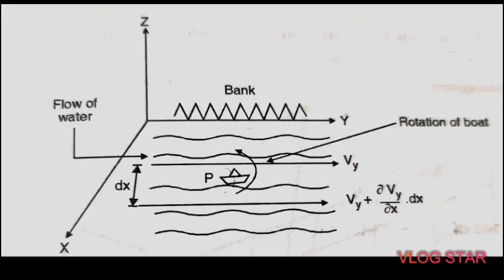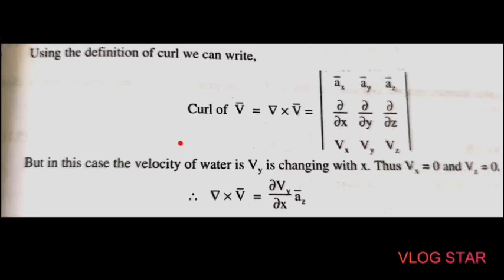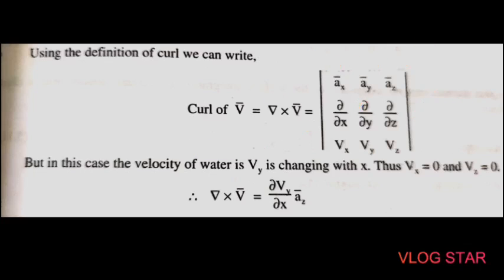So according to the definition of curl, we can write the curl of V bar is equal to del cross V bar. Here we can write the value of del in matrix form: Ax bar, Ay bar, Az bar, then dou by dou x, dou by dou y, dou by dou z, upon Vx, Vy and Vz.